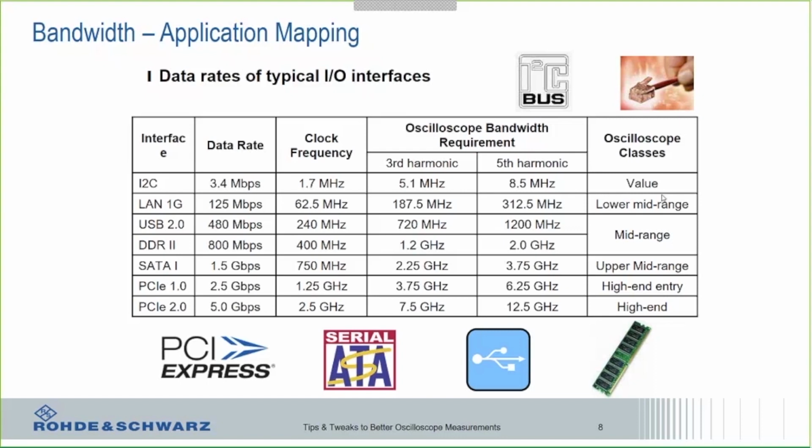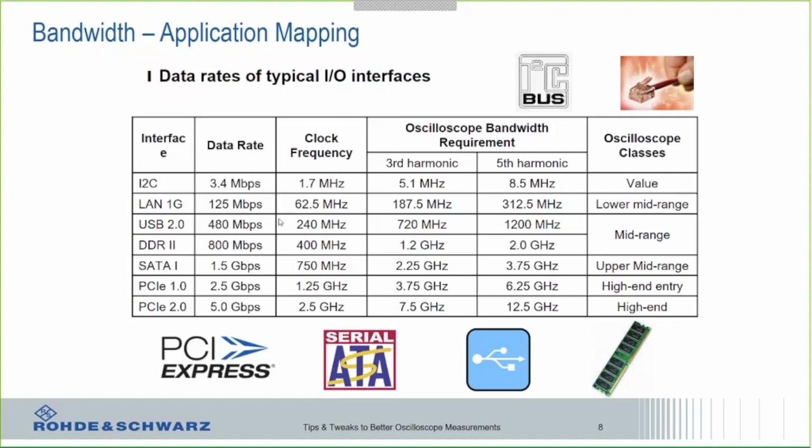As we move up, though, this is when it starts to get a little bit more difficult. And something like USB 2.0 may surprise you at the amount of bandwidth that could be required. USB 2.0 runs at 480 megabits per second. The fundamental frequency of it is running at 240 megahertz. And so if you want to accurately reproduce the signal, you're going to want at least the third harmonic, which would be 720 megahertz, or ideally the fifth harmonic, which would be over a gigahertz of bandwidth in your oscilloscope.